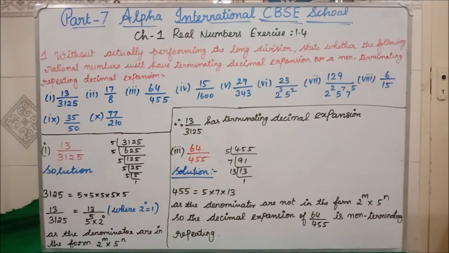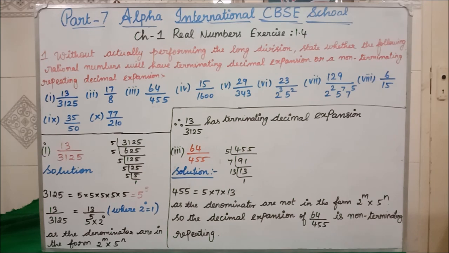So totally how many 5s are there? 1, 2, 3, 4, 5. So I can write 3125 as 5 power 5, isn't it? If you see here, I have written 5 into 5 into 5 into 5 into 5, which means 5 power 5 we can write. Okay, what is our first condition? We have to get 2 power m into 5 power n, or otherwise 5 power n into 2 power m. Both are the same only. So I have got only 5 power 5, but I am not getting a 2 here.